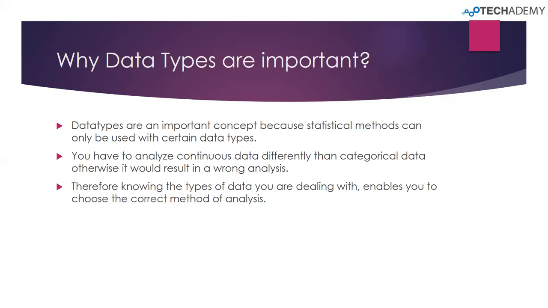I will show you examples in the coming slides as well. If you apply a statistical method that is used for continuous data to categorical data, it will give you the wrong result. Therefore, knowing the type of data you are dealing with enables you to choose the correct method of analysis. So if you want to apply the correct method of analysis, you must know the type of data that you are dealing with.